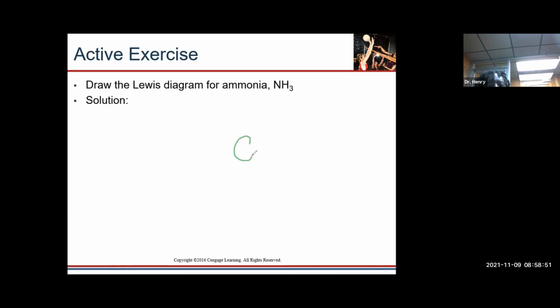Let's do one more because you were talking particularly about a double bond. So let's say we have, we'll do 2 different ones. We're going to do N2 and we're going to do CO2. Okay, so how many valence electrons does nitrogen have?